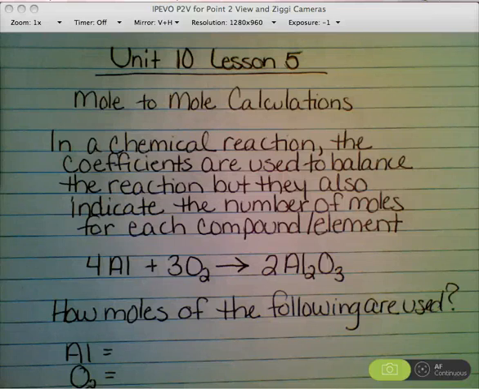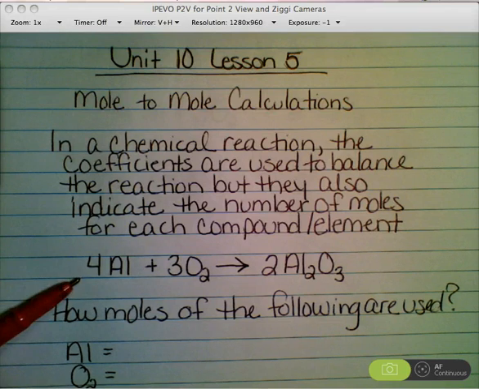Unit 10, Lesson 5, Mole-to-Mole Calculations. In a chemical reaction, the coefficients are used to balance the reaction, but they also indicate the number of moles for each compound and/or element. So here we have a balanced chemical equation of aluminum plus oxygen producing aluminum oxide.